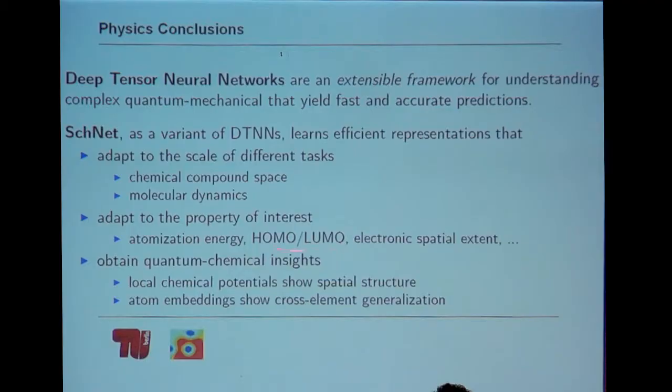Just to conclude this part, we can have the tensor neural network, or SchNet, which is a variant, a convolutional neural network, which can generalize across chemical compound space. This is materials and molecules, and it can also do molecular dynamics at very high accuracy. We can predict things of interest, and we can get insights like how the cross-element generalization works, and local chemical potentials in quotes, and so on and so forth.